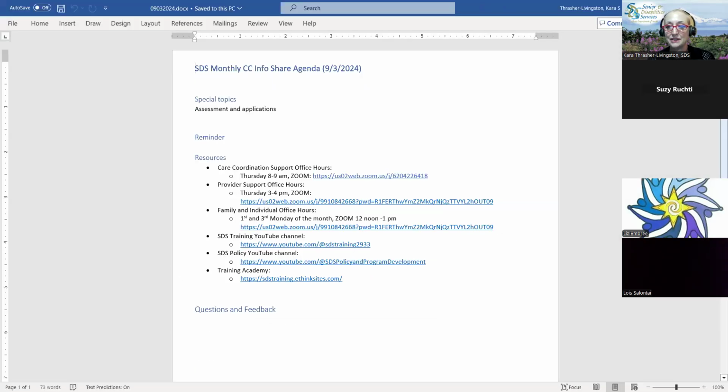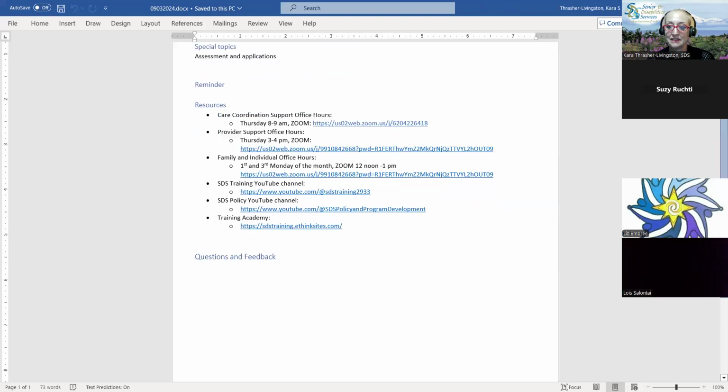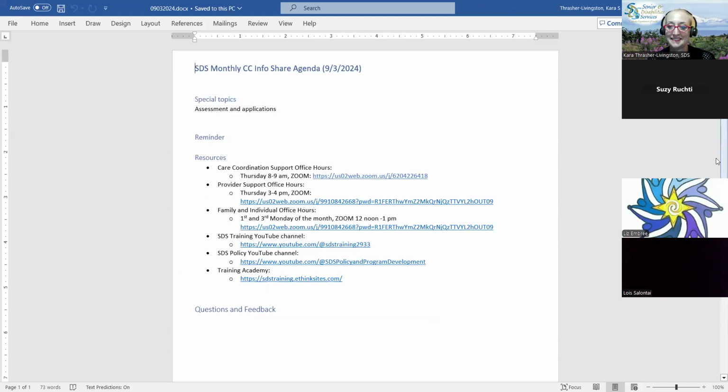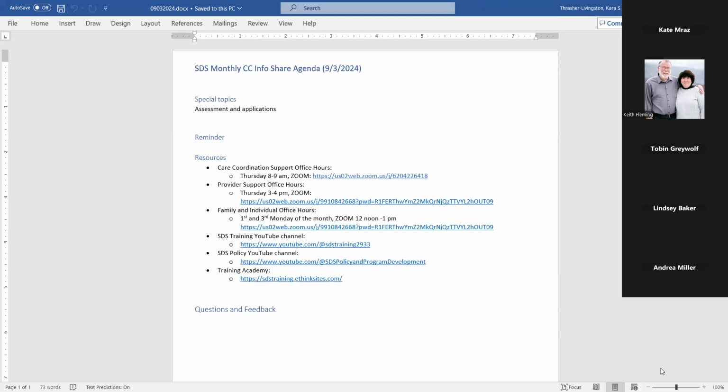Can everybody see our agenda okay? This is a Zoom, so you can unmute and say yeah, or just give me the thumbs up. I see a couple thumbs up, so I'm going to say it's good.